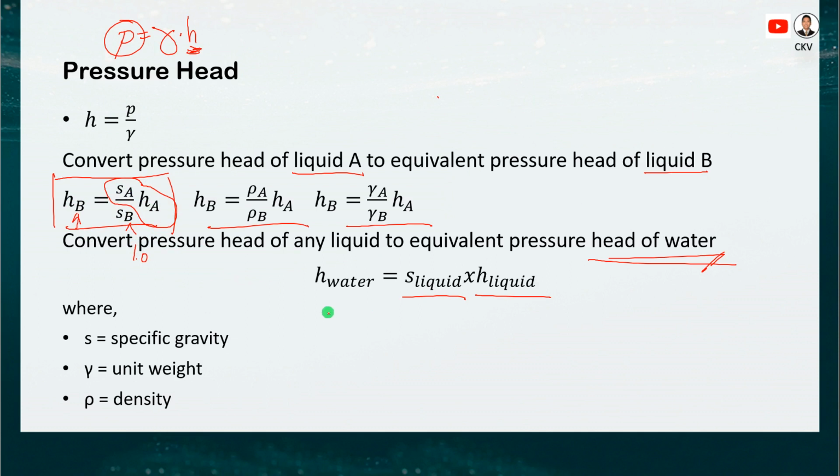So if we want to convert the pressure head of any liquid to water, just multiply the specific gravity of the liquid and its pressure head or its height.